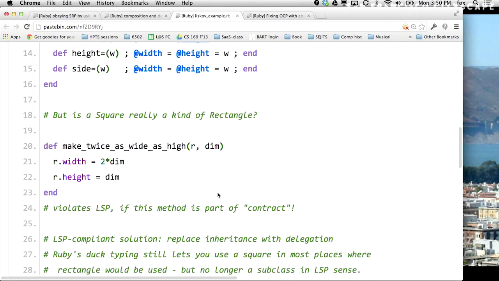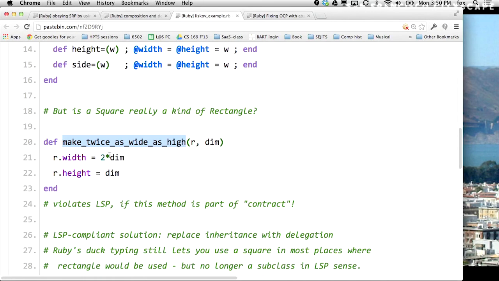So now here's a problem, right? This is a perfectly legitimate method to add to rectangle: make the rectangle twice as wide as it is high. And now we've busted compatibility because there's no way that a square can do anything reasonable with this, right? So now we have the problem that you have a subclass that inherits a behavior from its superclass that makes no sense for the subclass. So what could the subclass do? Well, it could throw an exception, right?